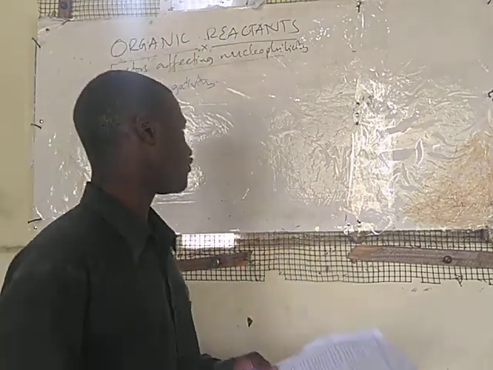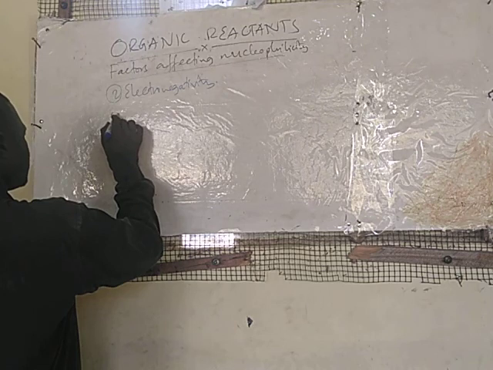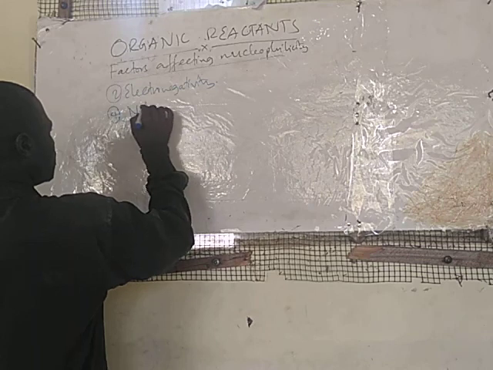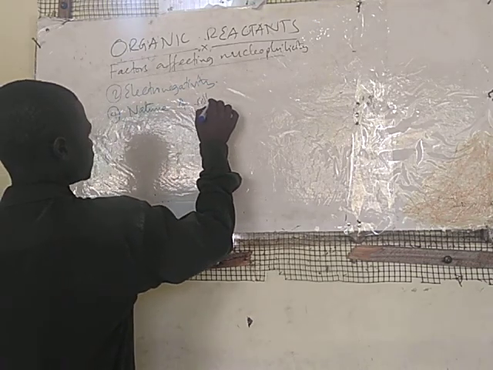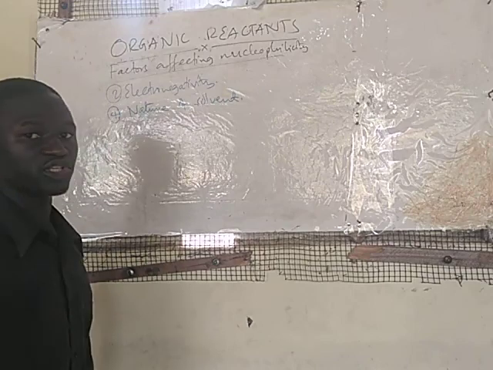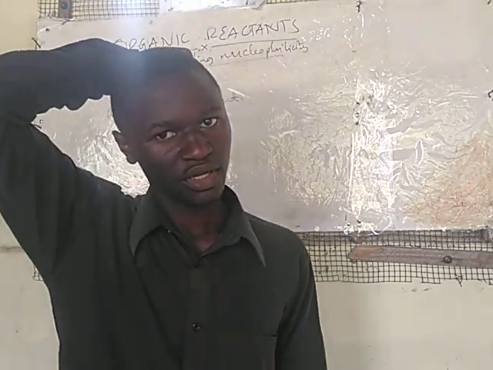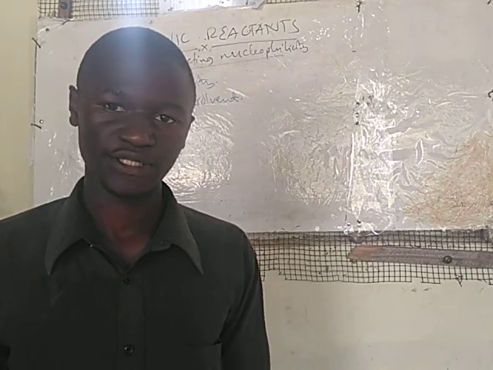Now, let's move to the fourth factor, which is the nature of solvent. Because I'm using a reference book, some other explanations you can read there, but it's very easy for you to understand what we are talking about. The nature of the solvent used in a chemical reaction can affect the nucleophilicity of a nucleophile.